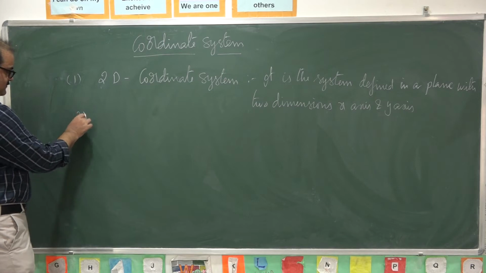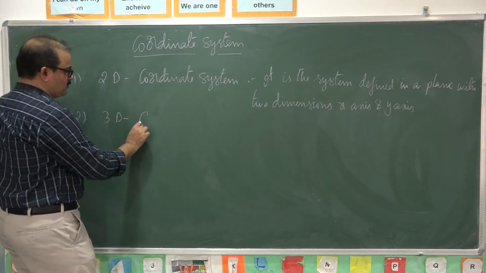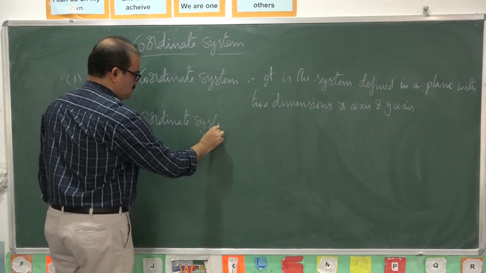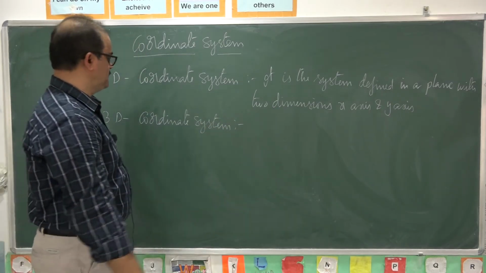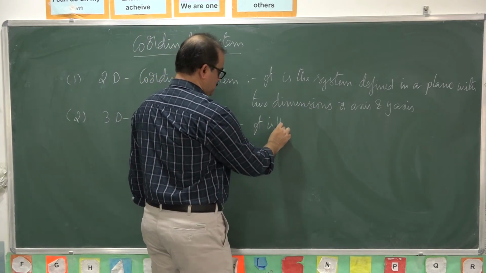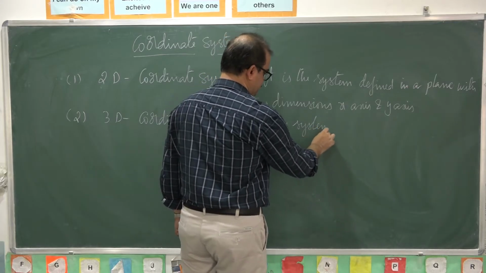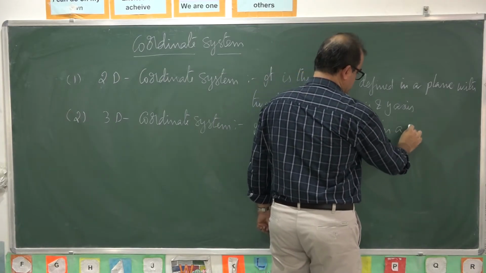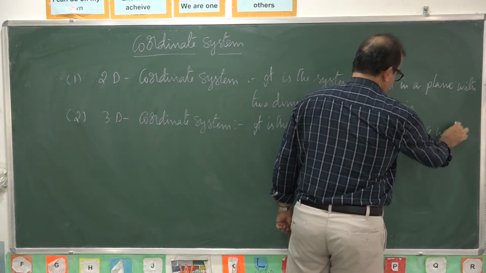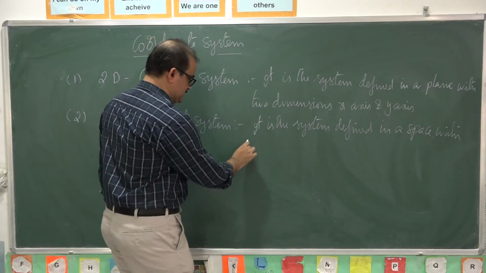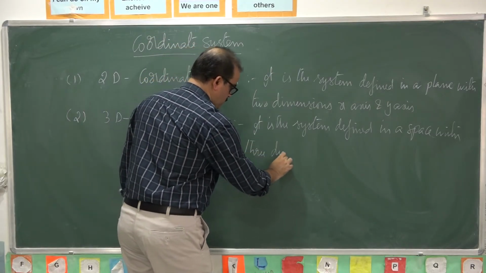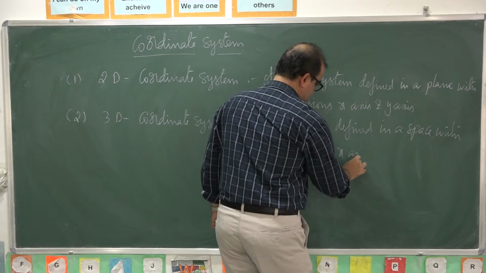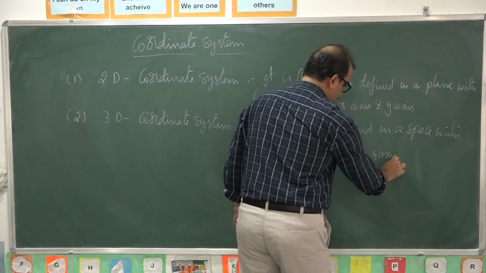The second one is 3D coordinate system. It is the system defined in a space with three dimensions: x-axis, y-axis and z-axis.